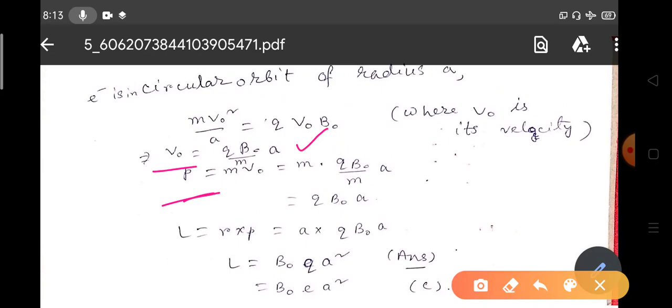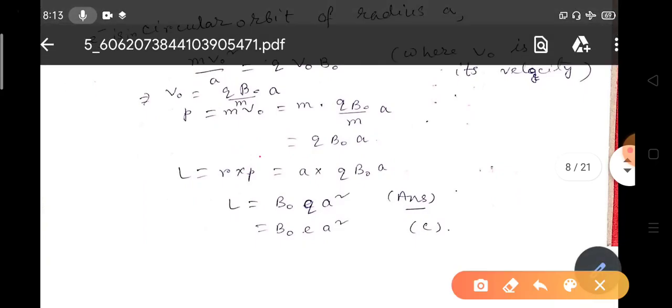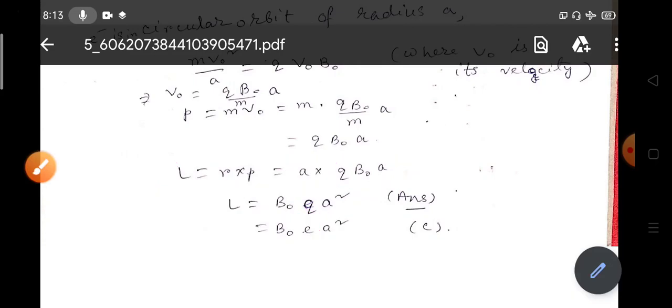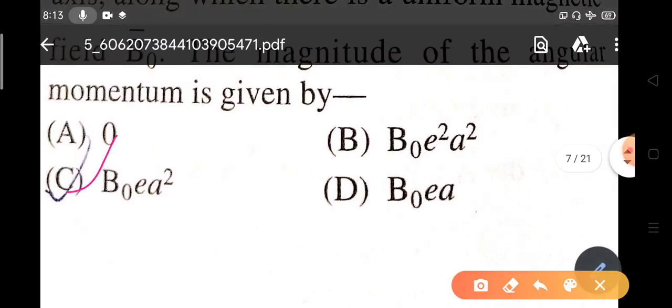So p, the momentum, will be m into v naught, so put the value of v naught as q B naught a by m, that is what we get, and we got earlier. Then find out the angular momentum L equals r cross p, that is L, here a and p is q B naught a, that is B naught into q into a square, or here in the question q is denoted as e, the electronic charge, so B naught into e into a square. So option C is our correct option.